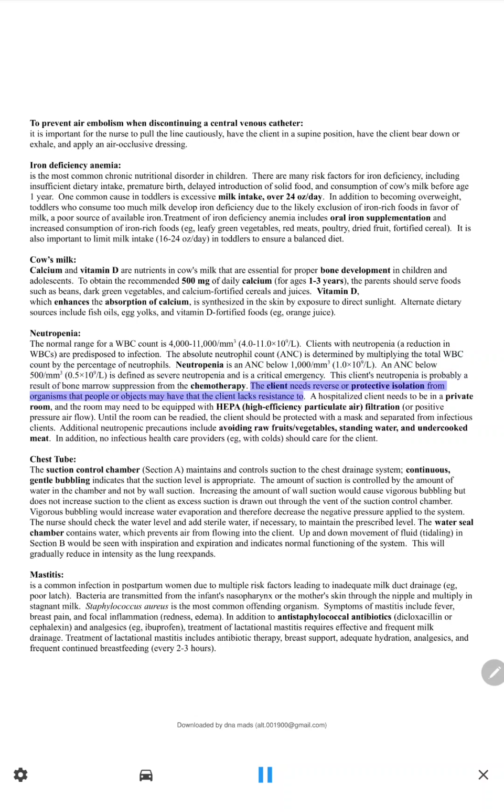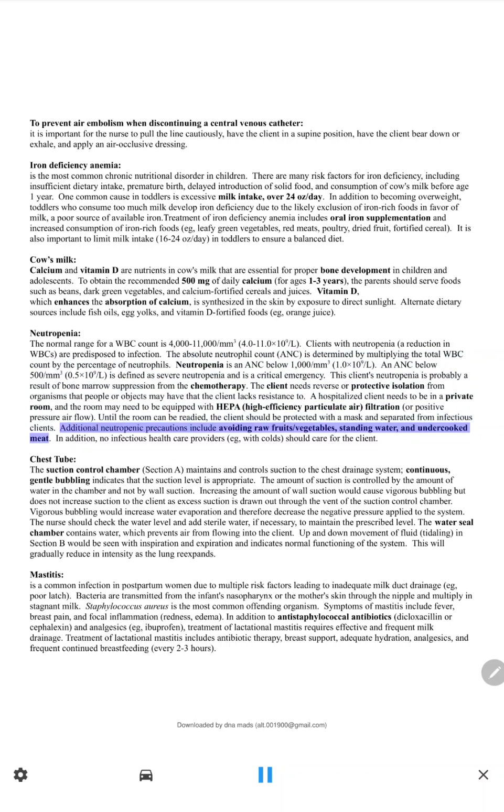The client needs reverse or protective isolation from organisms that people or objects may have that the client lacks resistance to. A hospitalized client needs to be in a private room, and the room may need to be equipped with HEPA, high-efficiency particulate air, filtration, or positive pressure airflow. Until the room can be readied, the client should be protected with a mask and separated from infectious clients.